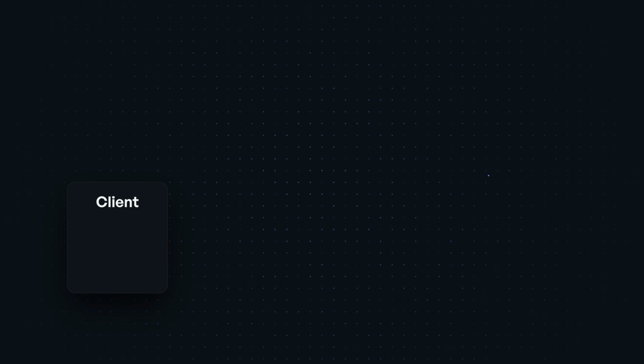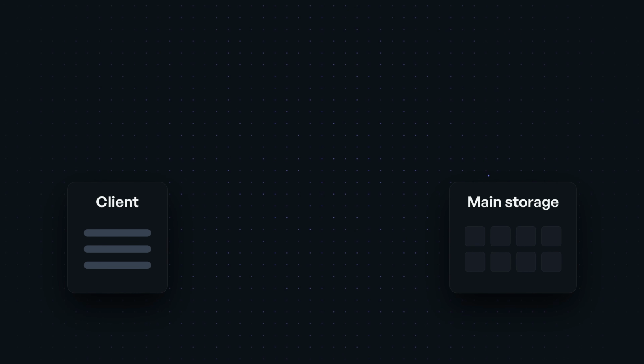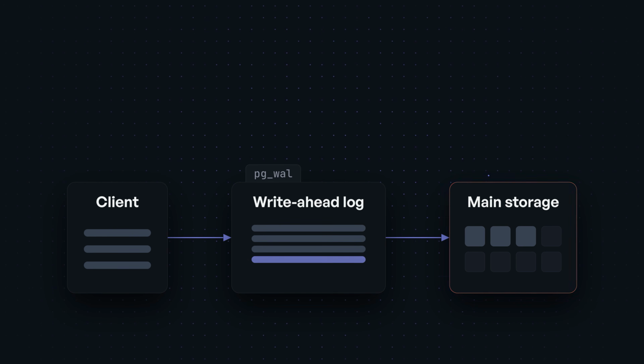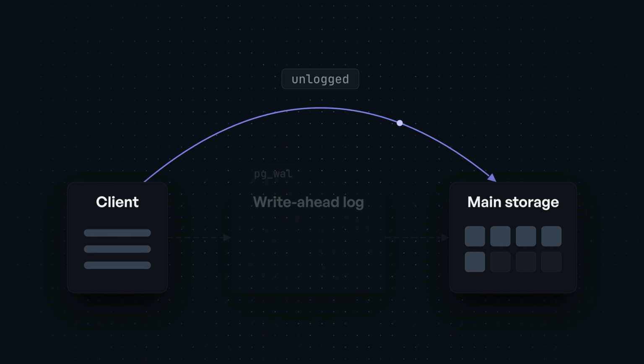Read speeds are about the same, but Postgres reads are incredibly fast anyway. When you write data to a normal Postgres table, the change is written to the write ahead log, a safety file that records all database changes before they're written to the main storage. If the server loses power or crashes, Postgres replays the WAL to restore lost work and keep data safe. For unlogged tables, this step is skipped.